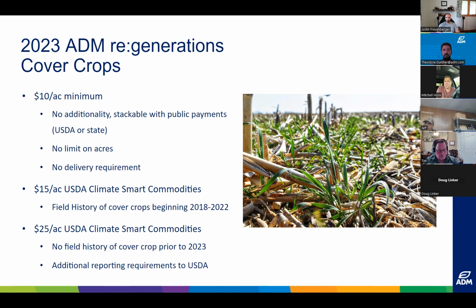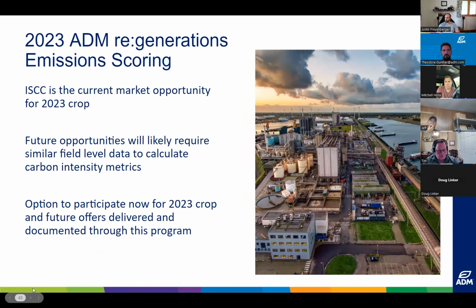The next slide is going to highlight a little bit about what we have on emission scoring, I do believe. Want to go to the next one?